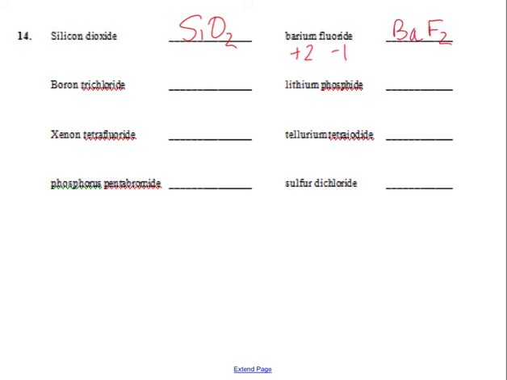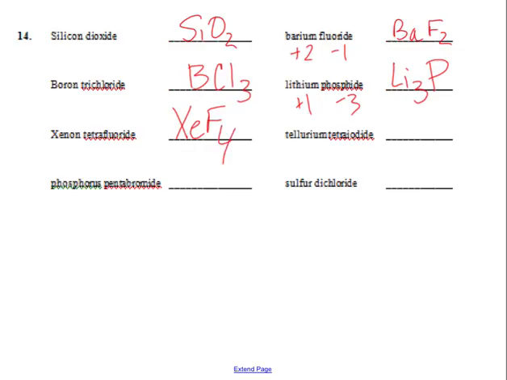BaF2. Boron trichloride, ionic or covalent? Covalent, so it's BCl3. Lithium phosphide, ionic or covalent? Ionic. Lithium is a +1, phosphide's a -3, so we get Li3P. Xenon tetrafluoride, ionic or covalent? Covalent, so we get XeF4.